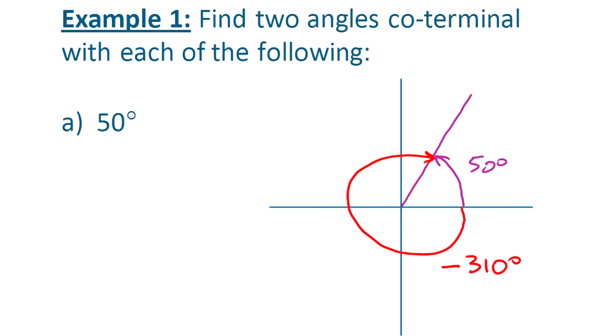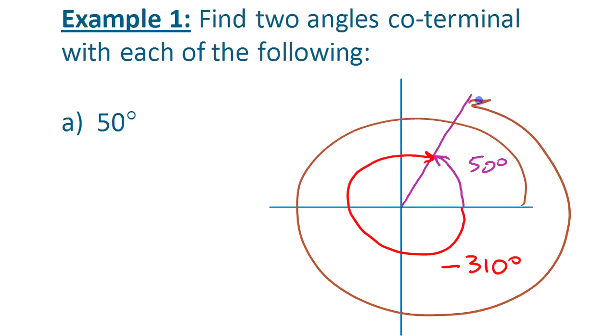Another one you could draw is going all this way here. I'm going to run out of room to write it, but that angle there would be our original 50 plus another full turn. So that's going to be 410. So those two angles are coterminal. You could do lots of other ones.